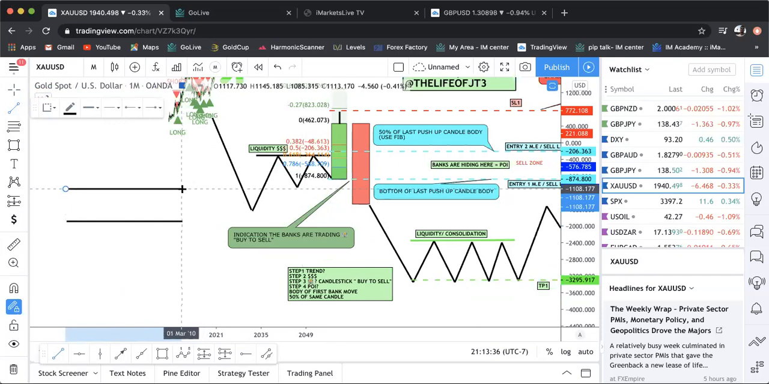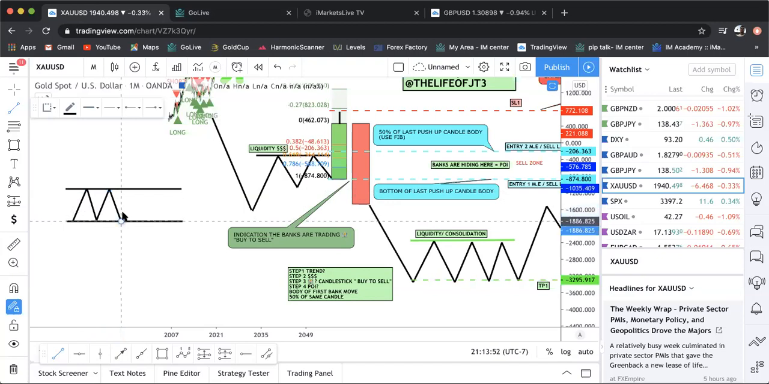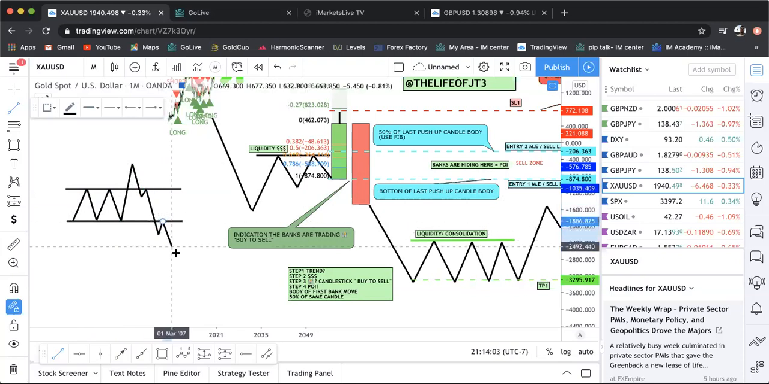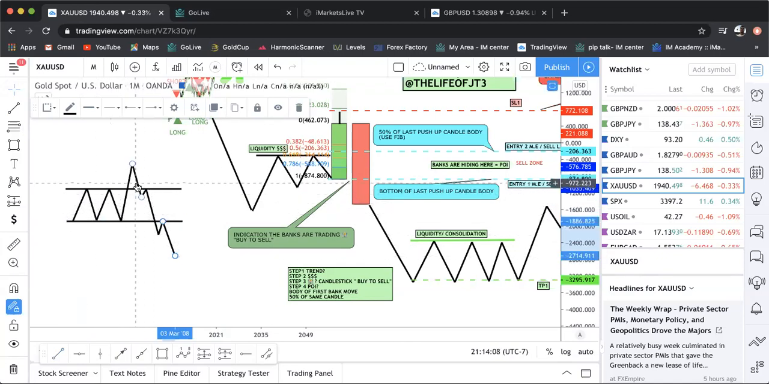So you'll see it's going to be exactly the same thing. We're waiting for it to do something like this. Double top. Boom. So this is what our ideal stop hunt looks like.